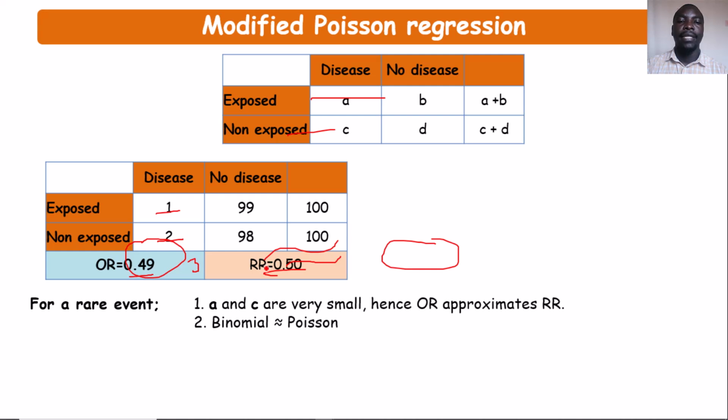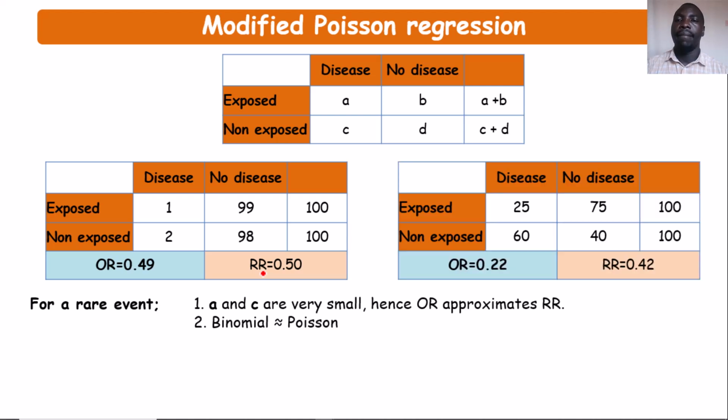Odds ratios approximate the relative risk. So the other thing, when you have a rare event, the binomial distribution, like the one for logistic regression, which gives you odds ratios, approximates the Poisson regression or distribution, which gives you relative risk. But let us look at scenario number 2.